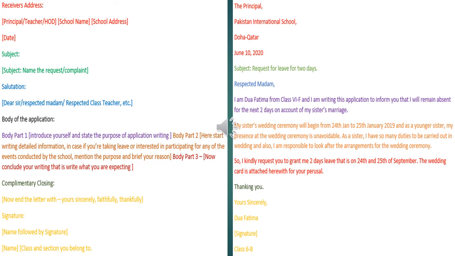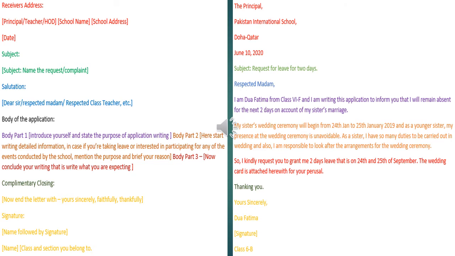Dear students, you can see two pictures on your screen. In the first one on the left side we have divided our application into 6 main parts, which include 1. Receiver's details address. 2. Subject of the application. 3. Salutation. 4. Body of an application. 5. Complimentary closing. 6. Signature. The picture on the right side of your screen shows you a sample of an application with its proper format set by your school. Let us now discuss all of them one by one.